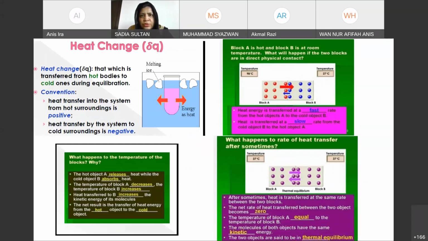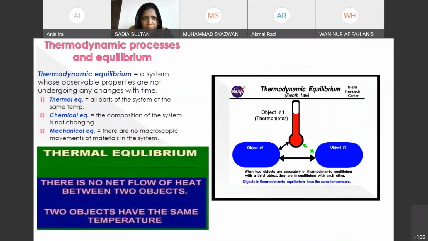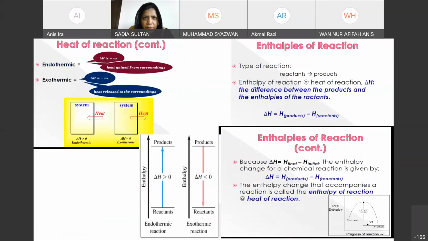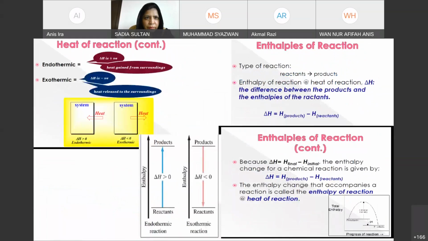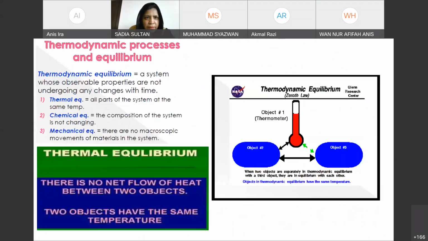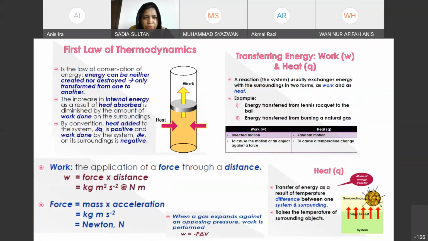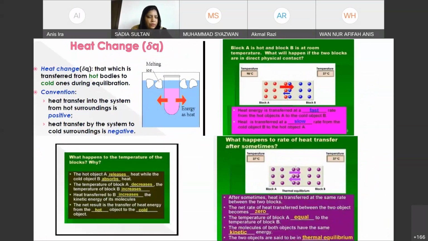So what do you want? I should stop here. Just tell me how many slides we have. Oh, we have many slides. Okay, let me finish just one or two slides more, right? After this, give me five or six minutes more.